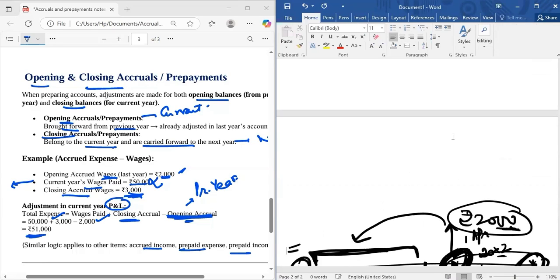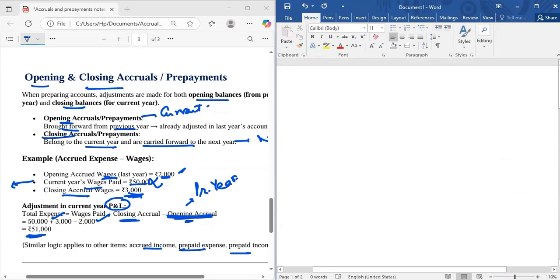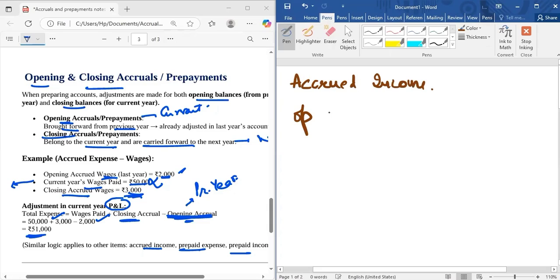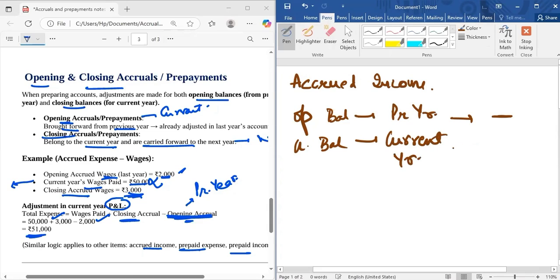Okay, let it be like this. Now see, in case of accrued income, the same logic would be applied. The opening accrued income balance would be related to the previous year, so that's why I will deduct it. And the closing balance would be related to my current year, so I will add it.